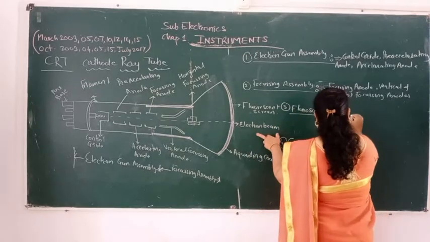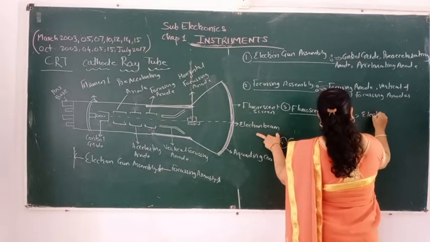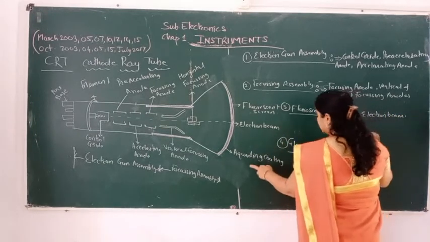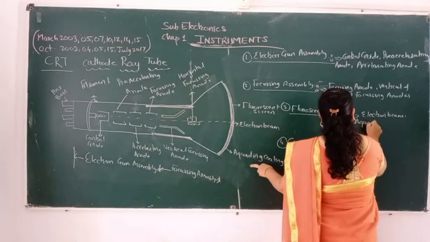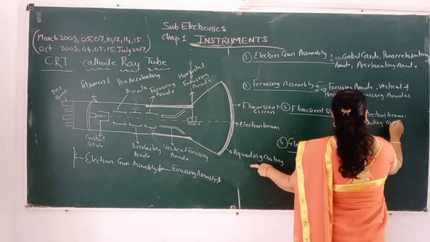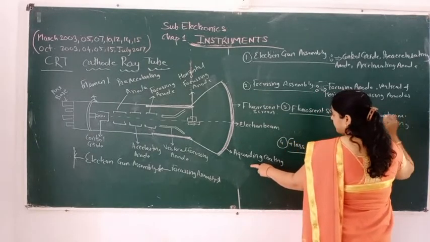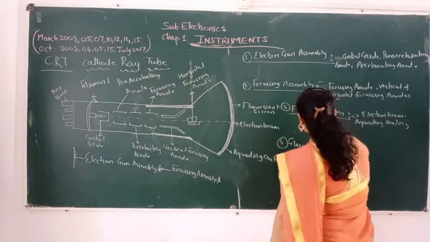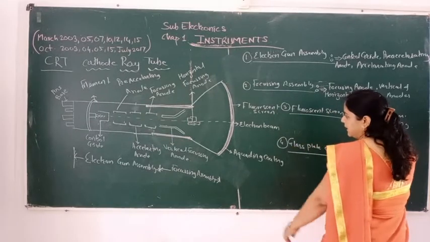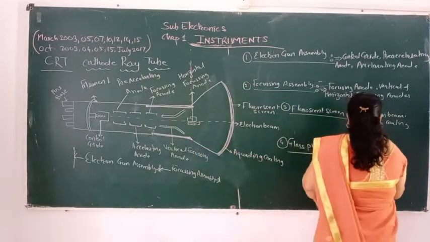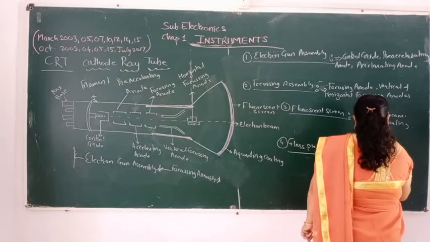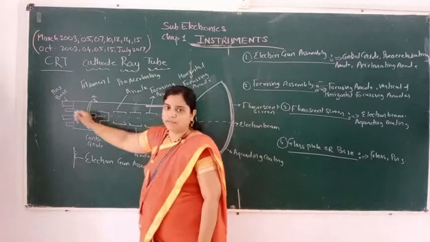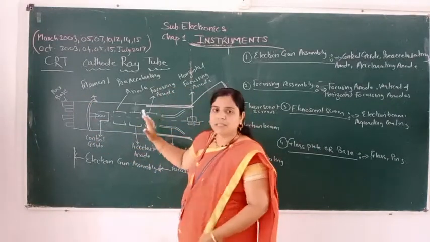The fluorescent screen contains the electron beam and the aquadag coating. And the last part is the glass plate or base. It contains the plates made up of glass and pins, which are connected at the start of this diagram. Okay, now the construction we have seen.